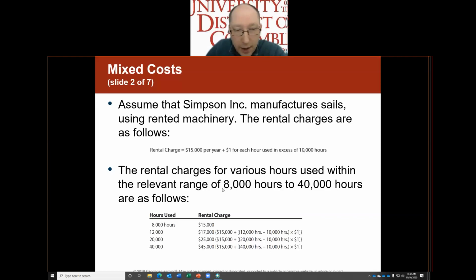Now, looking at this range, for 8,000 hours, it's 15,000. You're like, yeah, but Dr. B, it says 10,000 hours. It's $1 additional in excess of 10,000 hours. So the base rent is still 15,000. If we use the machine for 8,000 hours, it's still 15,000. If it's 12,000 hours, it's the base of 15,000 plus the additional 2,000 hours times $1 per hour. So 12,000 minus 10,000 is 2,000, times $1, that's $2,000. That gets us to a total rent charge of $17,000 for 12,000 hours used.